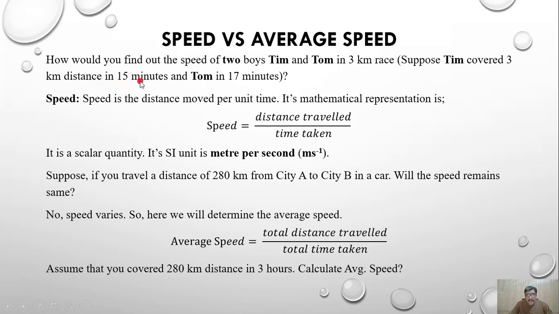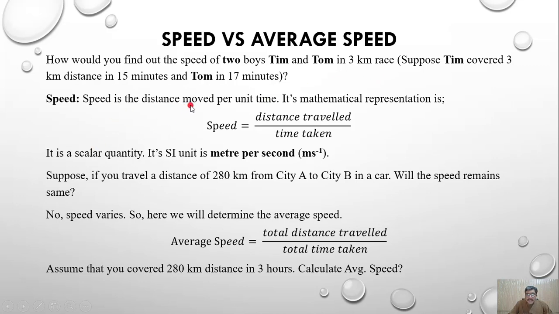So here I have 15 minutes time. I will divide this 15 by 60, and whatever the result I get, I hope it is 0.25 hours. Then I will divide this distance 3 kilometer by 0.25 hours, and whatever the result will be, that will be the speed of Tim in kilometer per hour. If you want to calculate the speed in meter per second, then you have to change this 3 kilometer distance into meters and time into seconds. Then you will be able to get speed in meter per second.